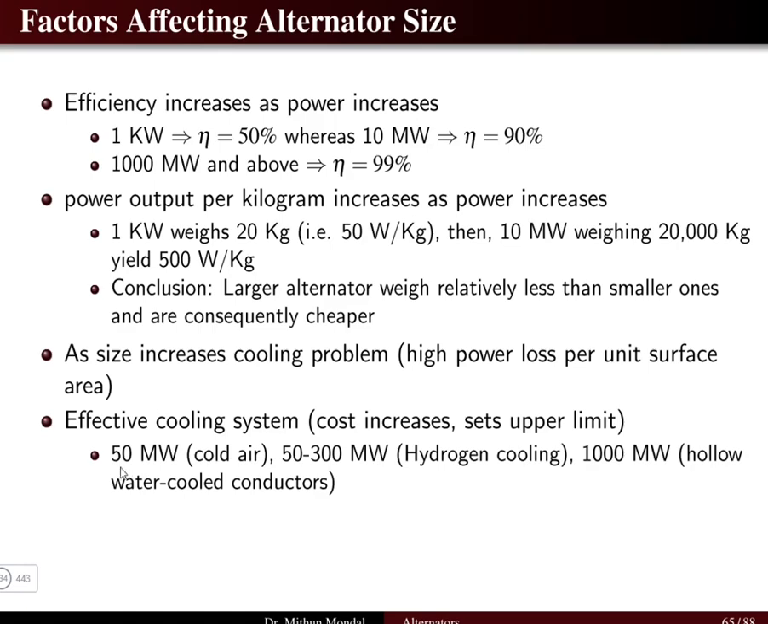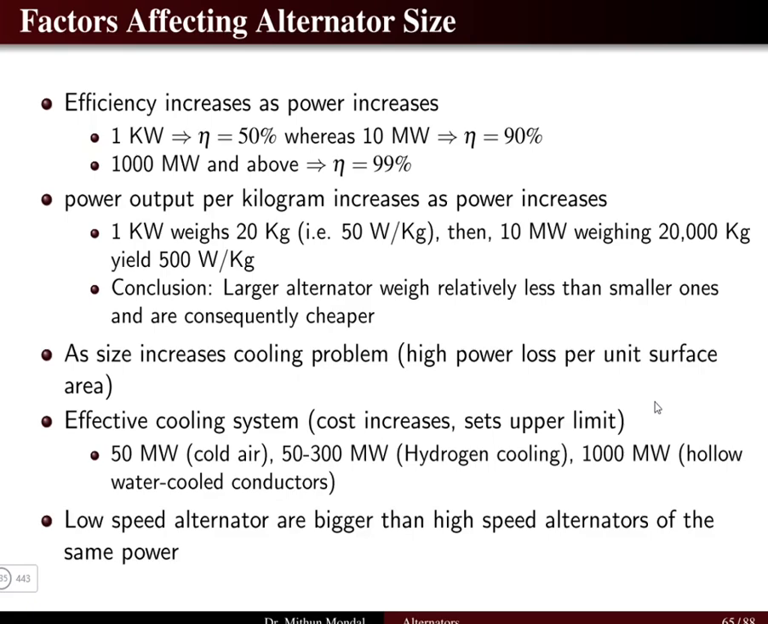Now for a 50 megawatt alternator, cold air cooling is sufficient, whereas when we go for a 50 to 300 megawatt alternator, we require hydrogen cooling. If we go to a 1000 megawatt alternator, then hollow water cooled conductors are required for the cooling purpose. This suggests that as the size or the power of the alternator increases, we require an effective cooling system which will increase the cost of the alternator.